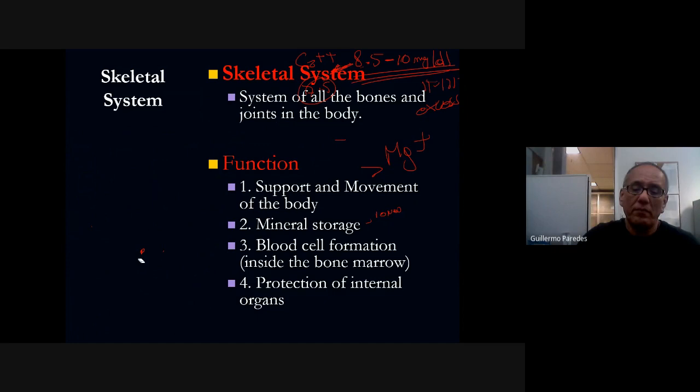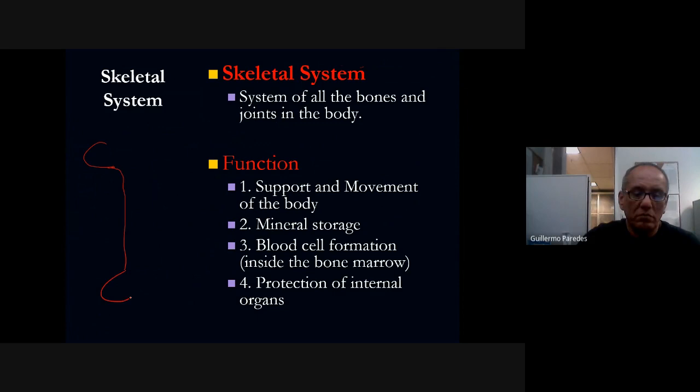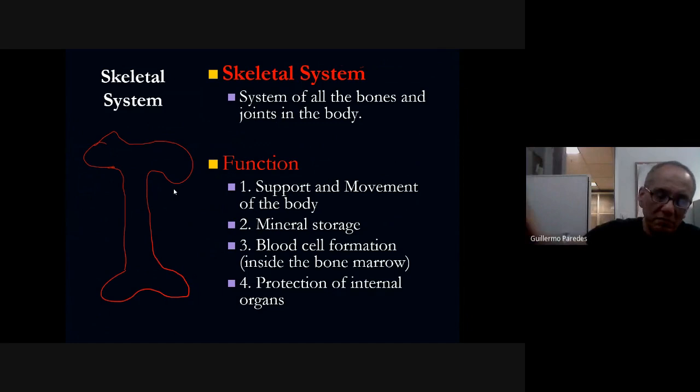All right, so now here we have the blood formation. I'm going to draw a Flintstone bone here. This is a Flintstone bone. It's a long bone, could be radius, ulna, fibula, tibia, etc. And in this area, the distal portion of these long bones, there is one structure that is very important: the red bone marrow.